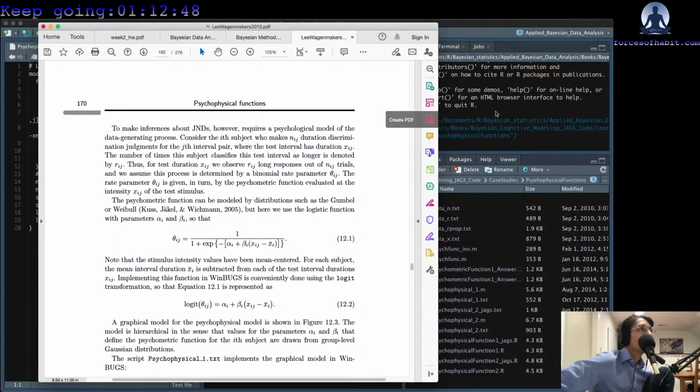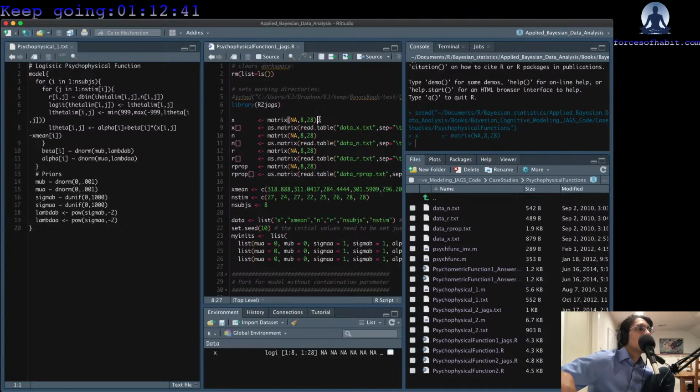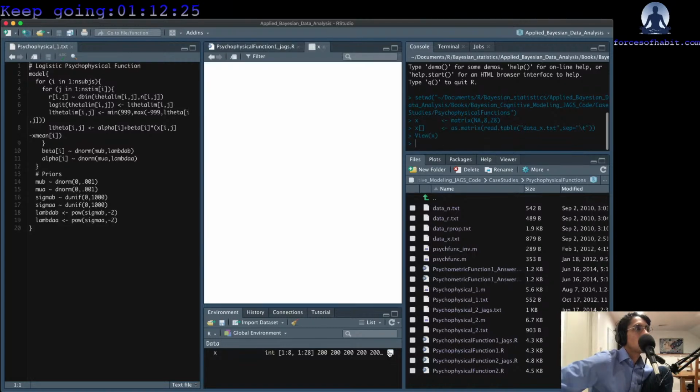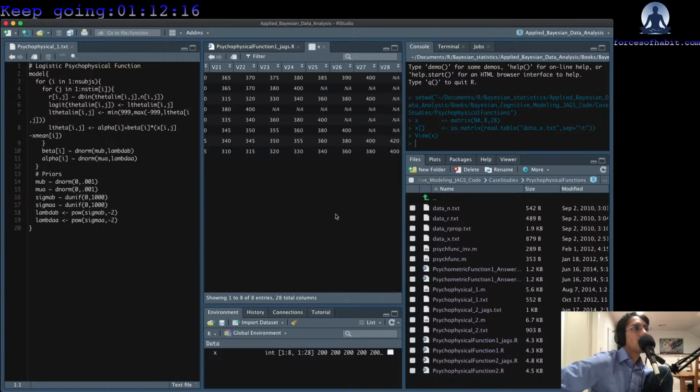Test duration. What is test duration? All right, because we did an adaptive test, it's possible that the tests are longer or shorter for a given subject.